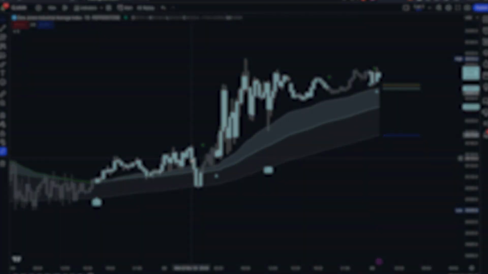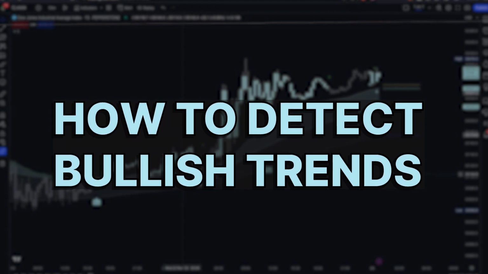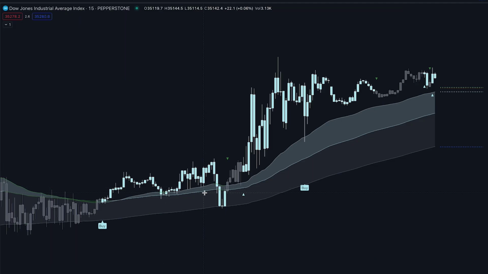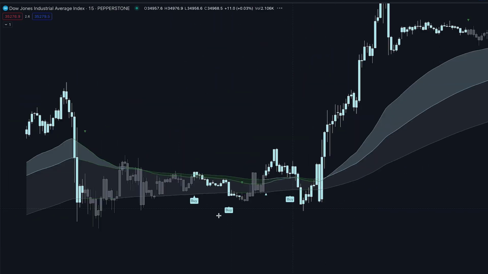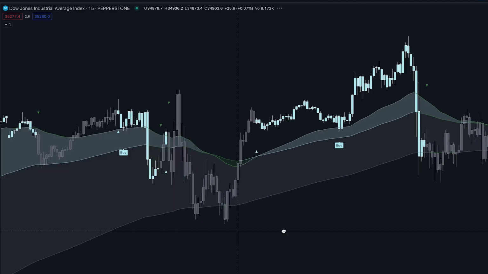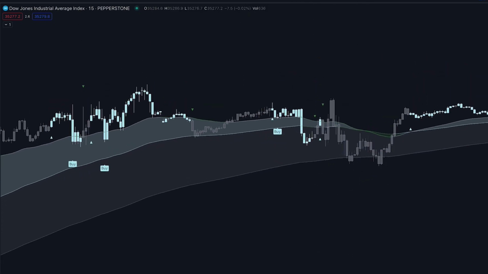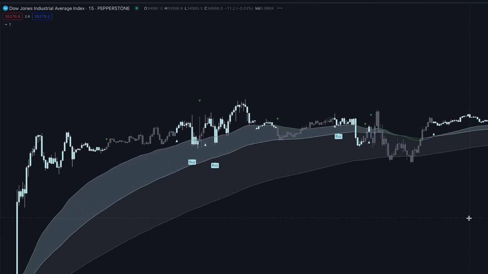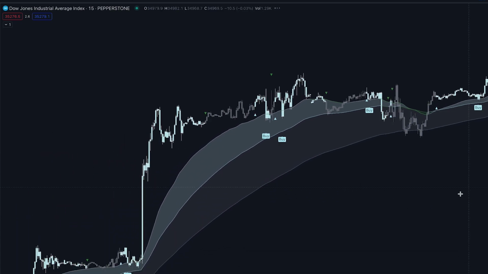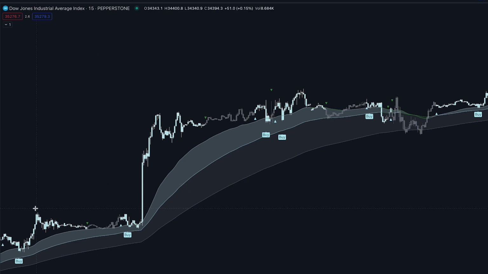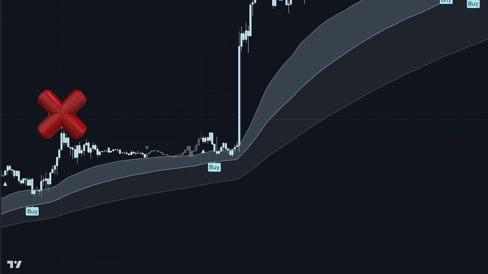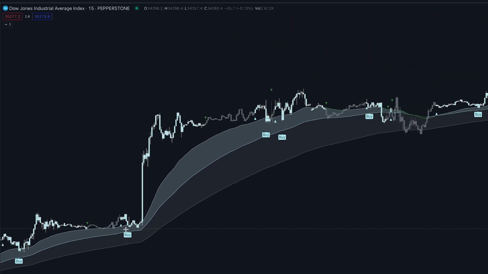Let's start off with how we detect bullish trends. The first thing that we will see in a bullish trend is a white cloud. But in order for us to see that, we're going to have to go way back to when a bullish trend started. One of the things I want you to notice is you only have buy signals when there is a bullish trend. You will not get a sell signal, let's say here, when the trend is bullish. Obviously, because this is a price action trend indicator.